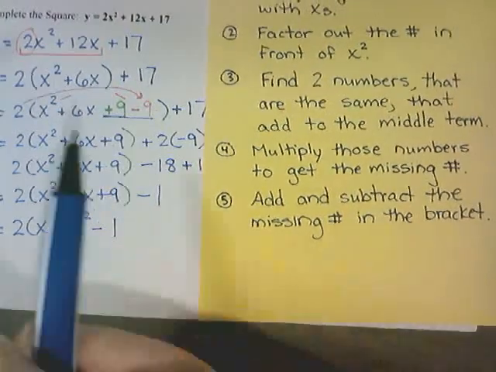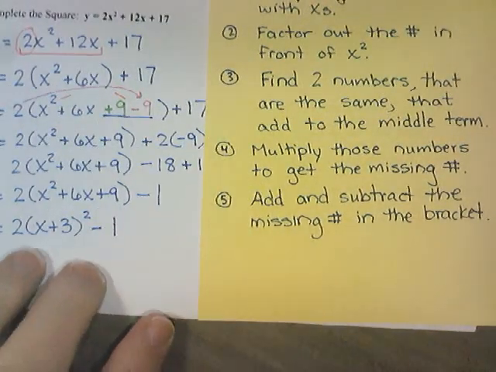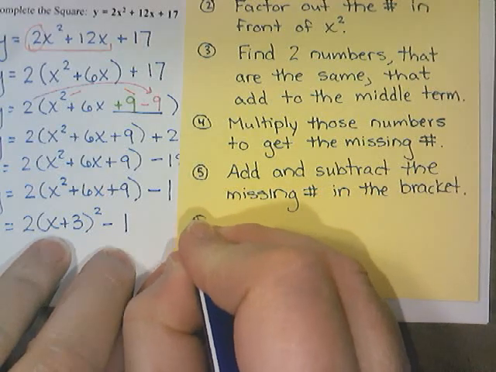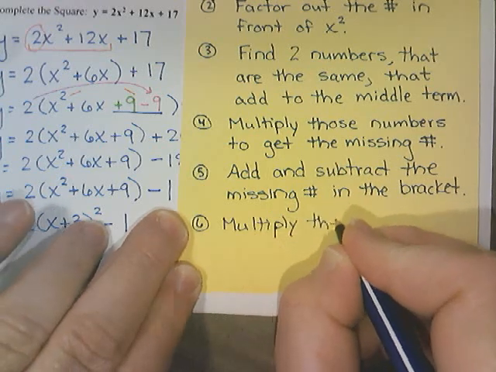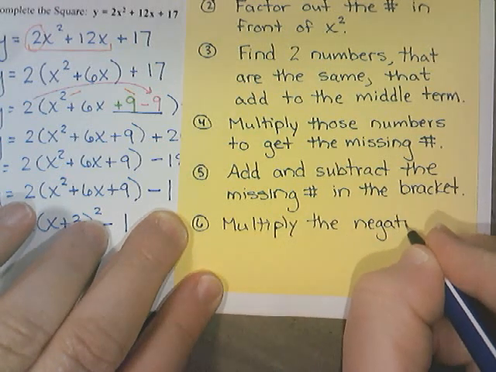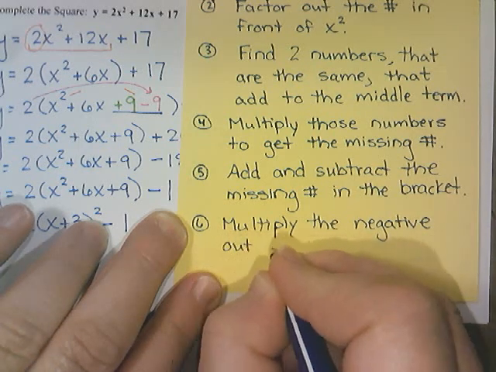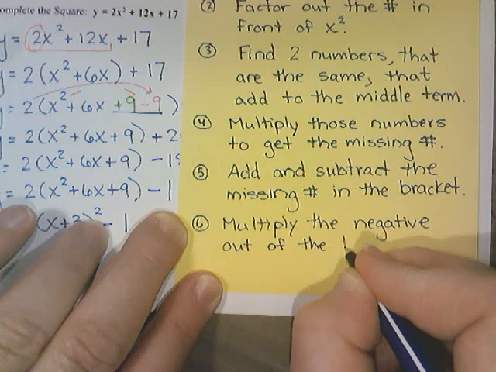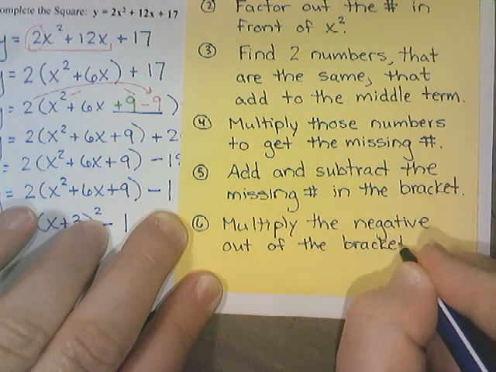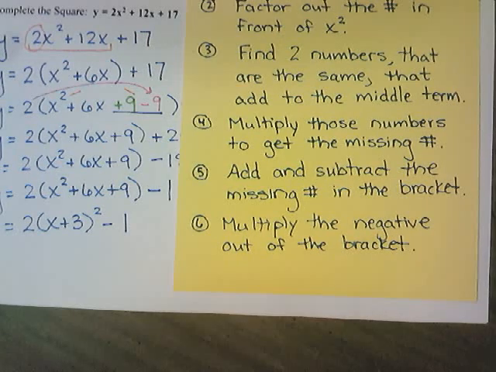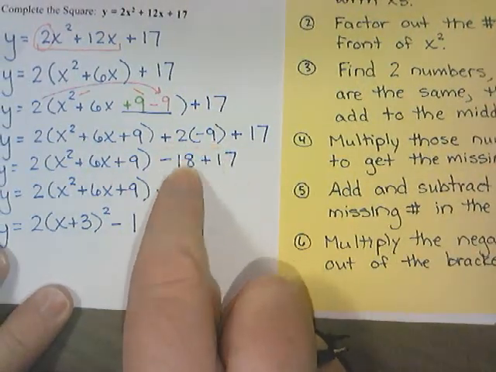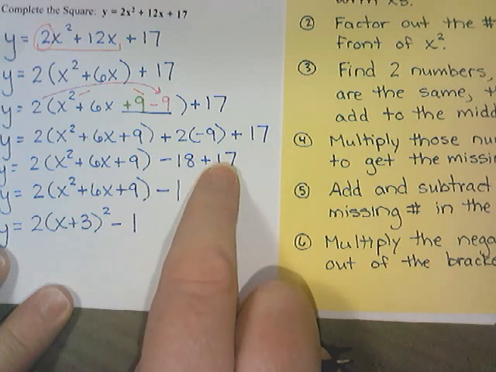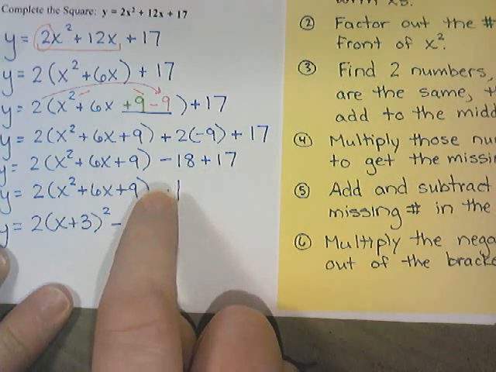So I might just say multiply the negative out of the bracket. So that's going to be step 6: multiply the negative out of the bracket. Okay. Then what did we do? So I multiplied 2 by -9. We got -18. And then we collected up the like terms that were outside of the bracket.